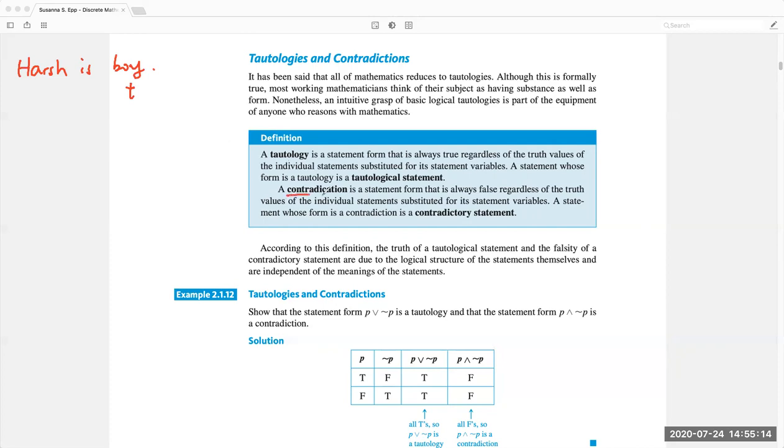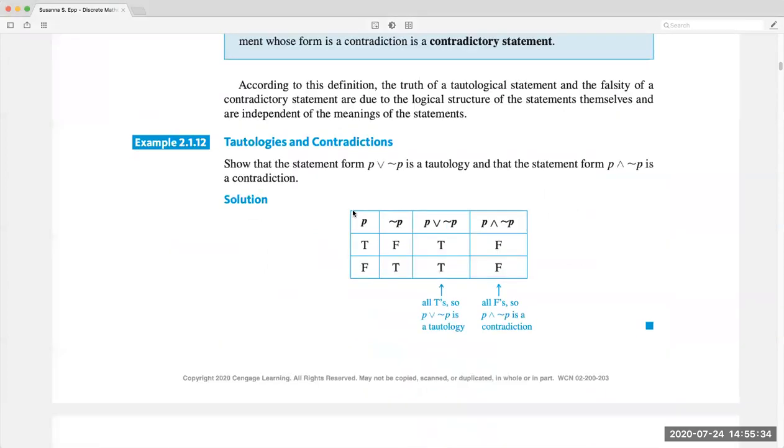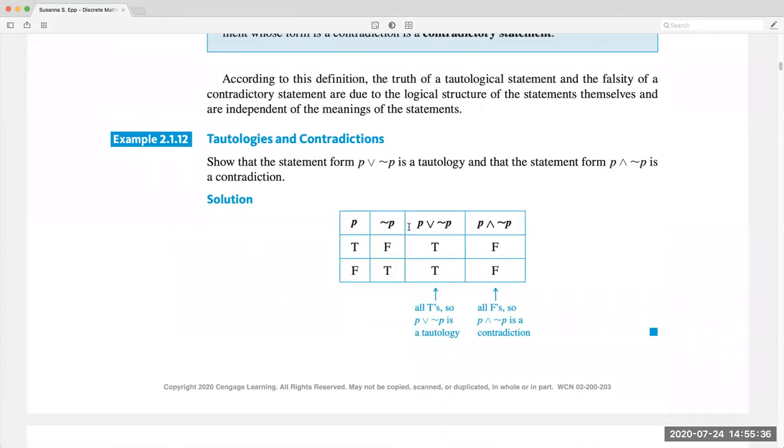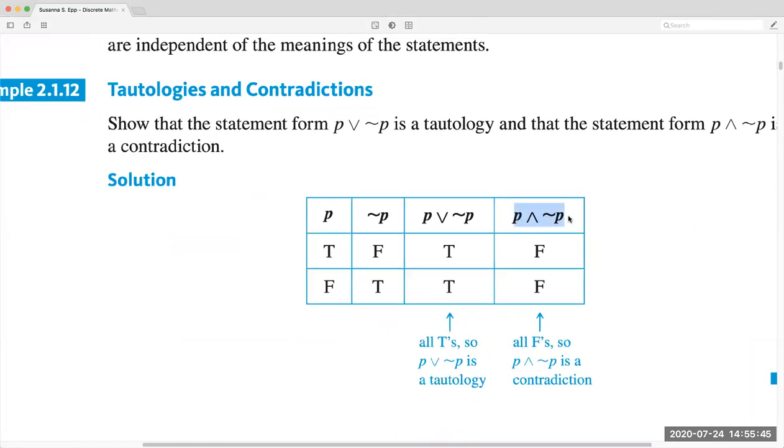And then a contradiction is a statement that is always false. So what kind of statement is always false? Harsh is a boy and is a girl. So this is a statement that is always false. Let's have a look at this one. P or not P is always true. P and not P is always false.